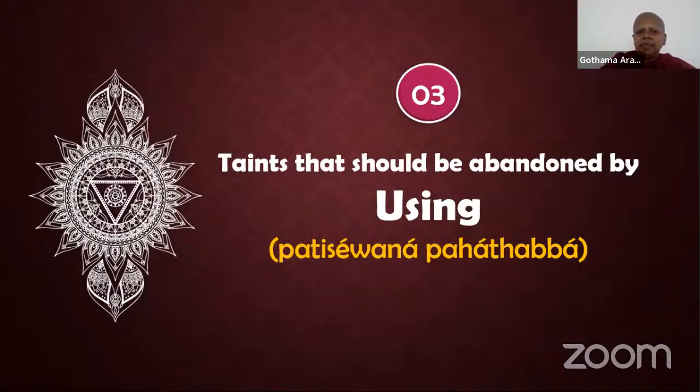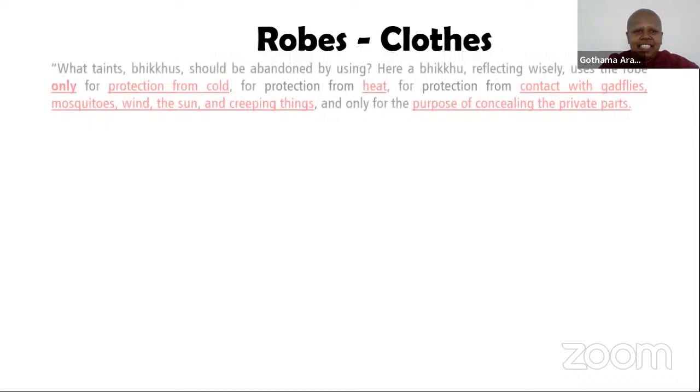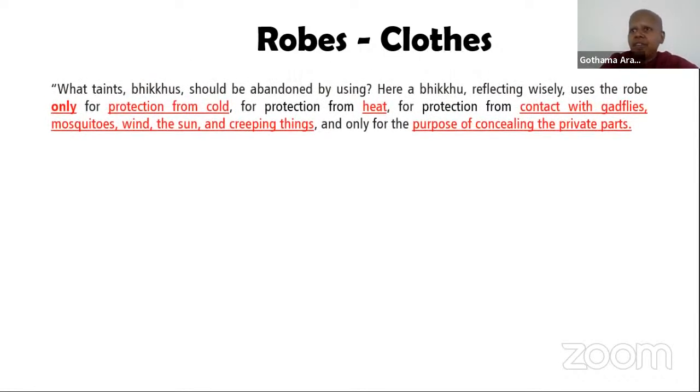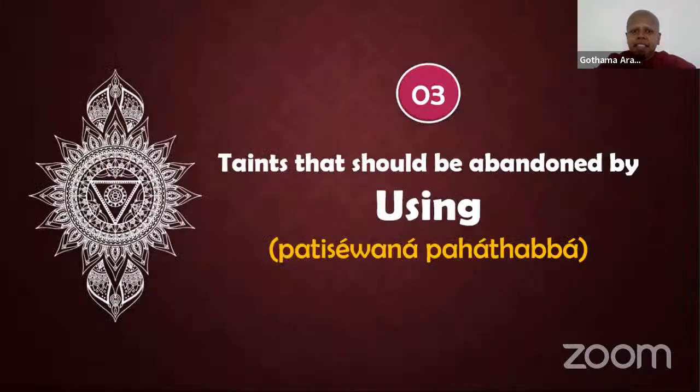Taints that should be abandoned by using. So there are 4 types. I'm going to answer your question now. So there are 4 requisites. What are the 4 requisites for ourselves? The basic needs. Clothes, food and water go to one category. Clothes, food, shelter, and medicine. Those are the 4 requisites. So the taints abandoned by using include these 4 requisites.